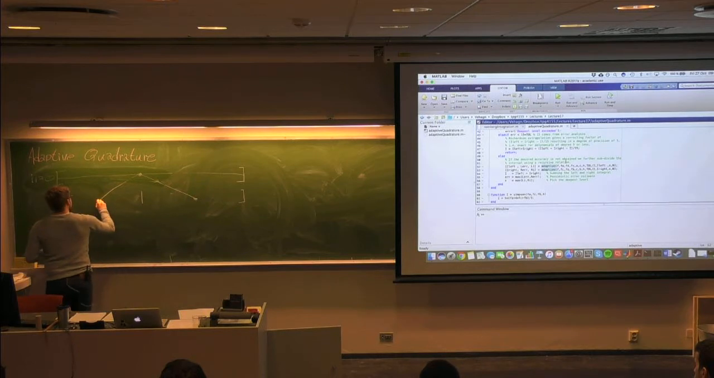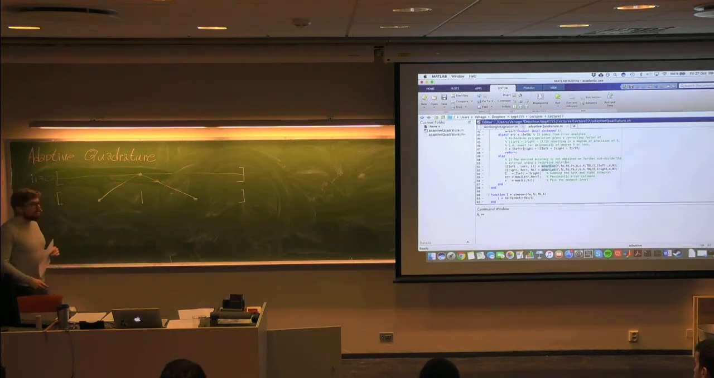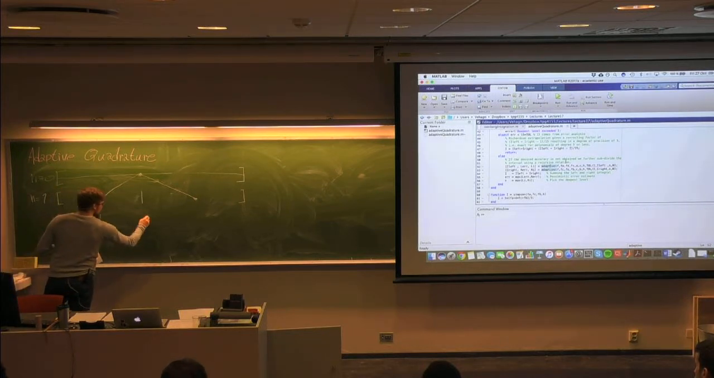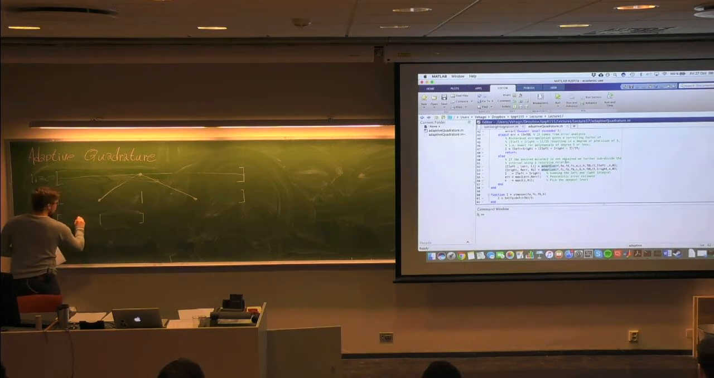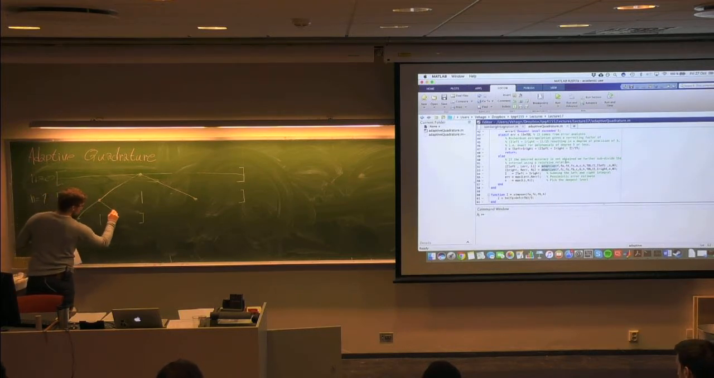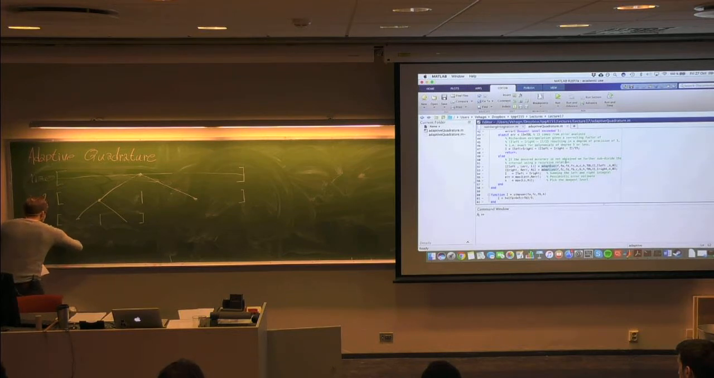And then if this gives you a good enough error, this is fine. Then you can just stop. But more probably, it won't be good enough. So then you have to split this again. So then we get a sub-interval looking like this down here. And then you can go even deeper. So then this is going to be level 2, level 3 down here.